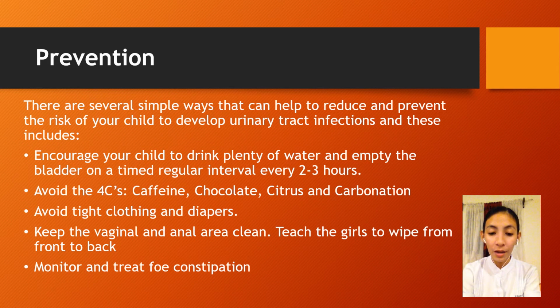For the prevention, there are several simple ways that can help reduce the risk of your child developing urinary tract infections, and this includes, first, encouraging your child to drink plenty of water, which helps keep our urine from being concentrated, and emptying the bladder at timed, regular intervals every 2 to 3 hours. Next is to avoid caffeine, chocolate, citrus, and carbonation, because these products will worsen the urinary tract infection.